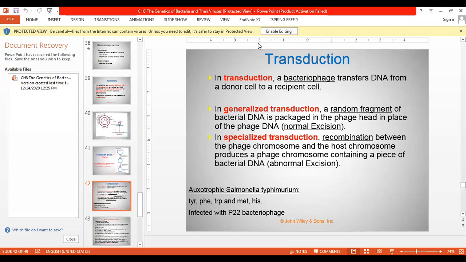Today we will study transduction. In transduction, a bacteriophage transfers DNA from a donor cell to a recipient cell. There are two types of transduction. Number one is generalized transduction and number two is specialized transduction.